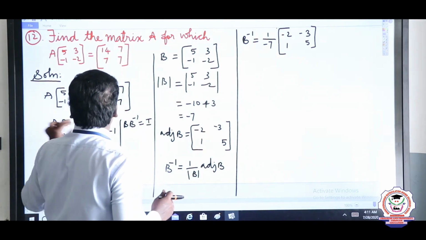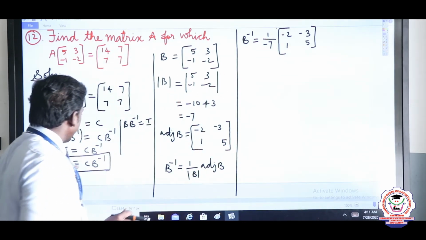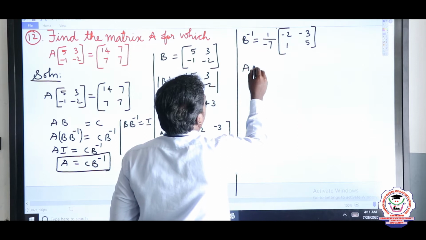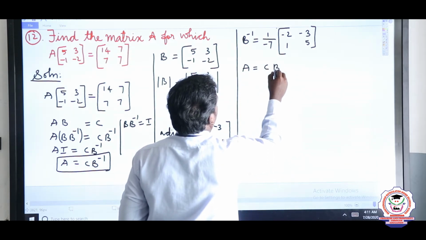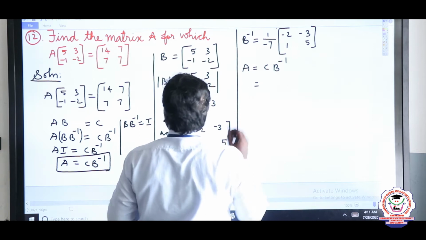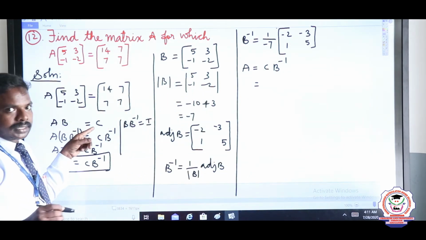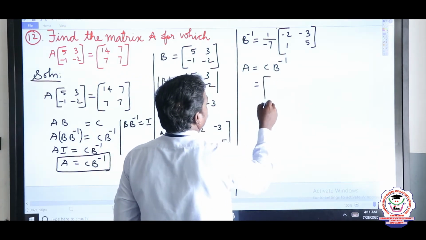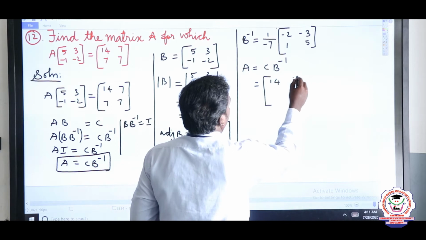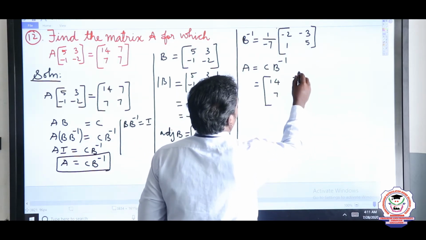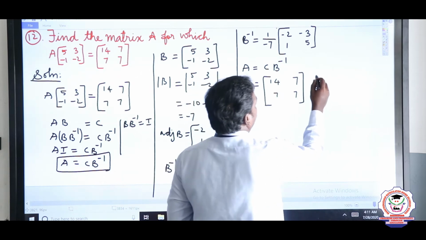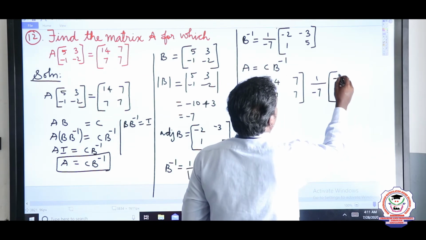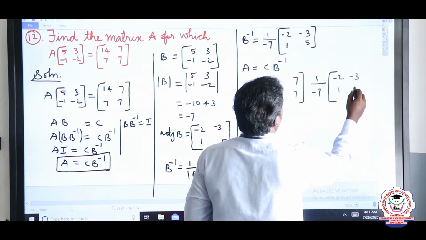The next step, they are asking you to find A. A equal to C into B inverse. That is the formula. So what is the C matrix? That is the right hand side, because AB equal to C, as we have considered. So C equal to 14 7 7 7. This is the C matrix. Next, the B inverse matrix, that is 1 by -7 into -2 -3 1 5.